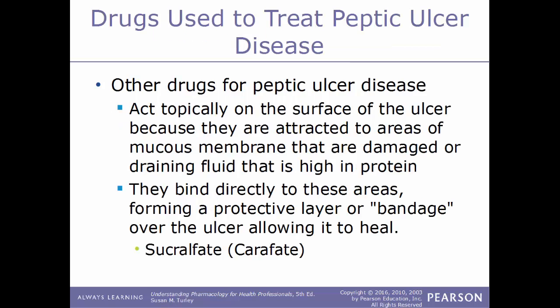Let's see some other drugs that are used to treat peptic ulcer disease. Some of these will act topically on the surface of the ulcer because they are attracted to the areas of the mucous membranes that have been damaged or that are draining fluid because they're high in protein. And these drugs will actually bind directly to these areas, forming a protective layer or a bandage, if you will, over the ulcer, allowing it to heal.